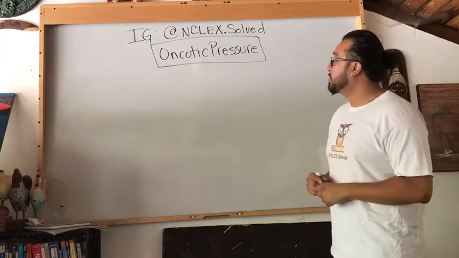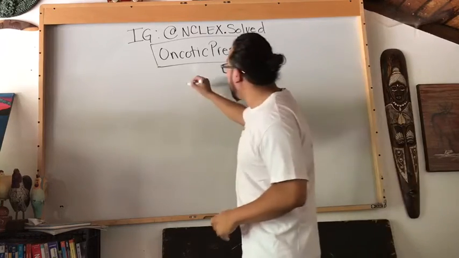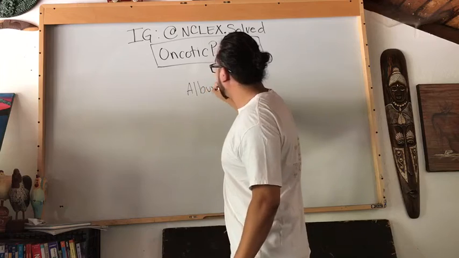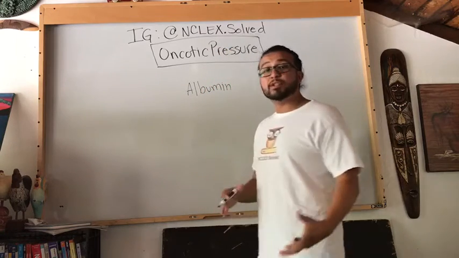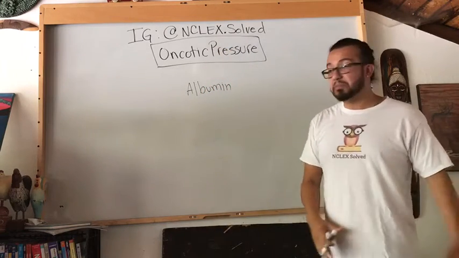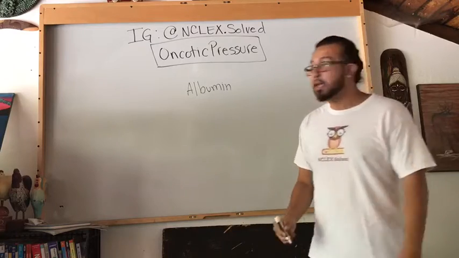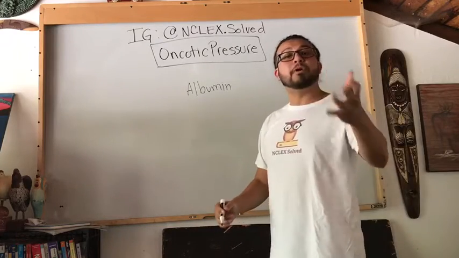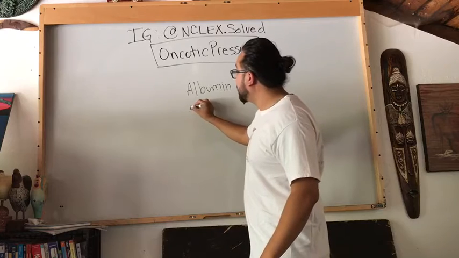So, oncotic pressure, in essence, is the story of how albumin, which is a protein by the way, dictates water composition throughout the body. It dictates where fluid should be. There are three main compartments of where the fluid should stay.